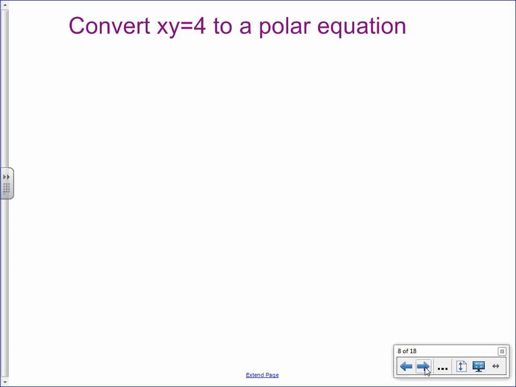R cosine theta, R sine theta. Let's divide both sides by y. R squared sine theta cosine theta equals... Well, we can do some substitutions, right? Probably square.